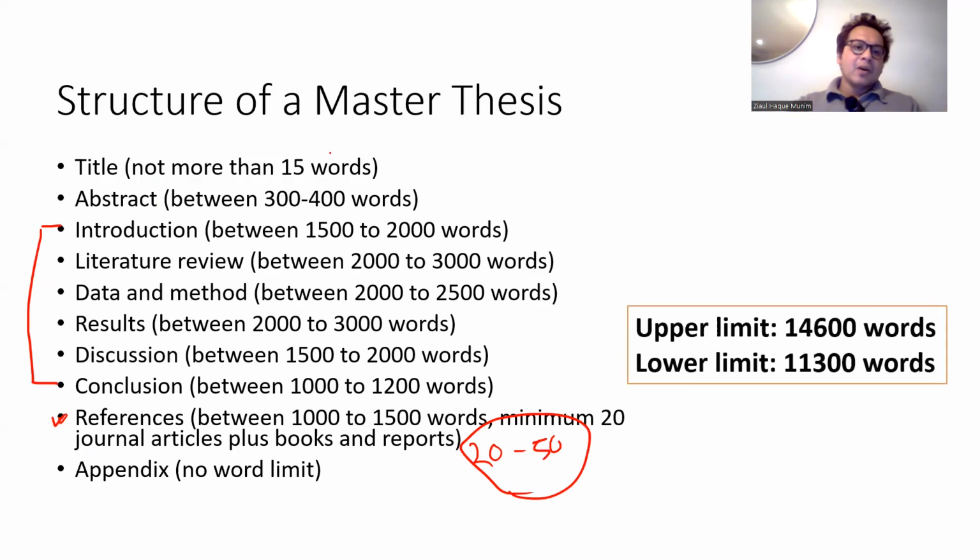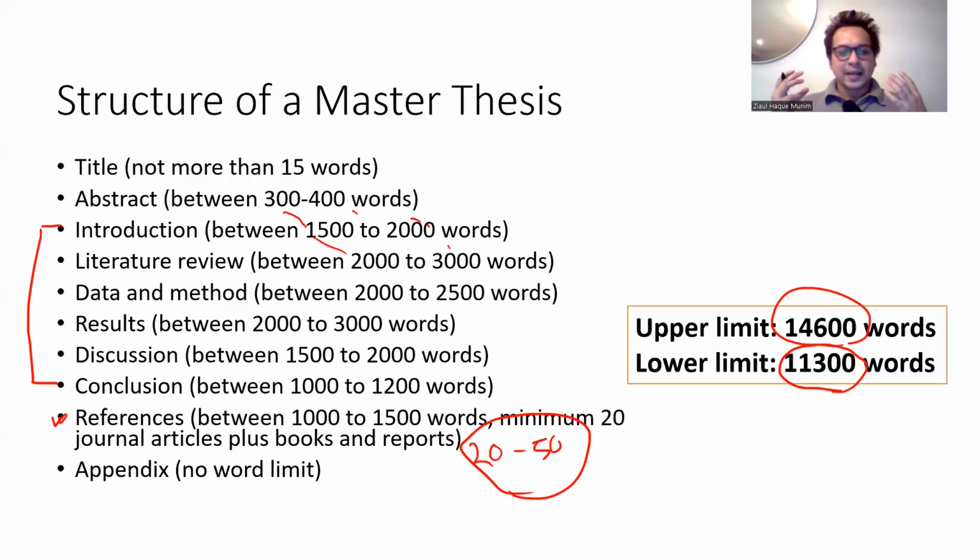And then if we add all these lower limit values, you will see that you get something around 11,300 words. If you add all these upper limits, you will get around 14,600 words. So in general, a master thesis should be around 12,000 to 15,000 words. So that's the approximate. It's a rule of thumb.